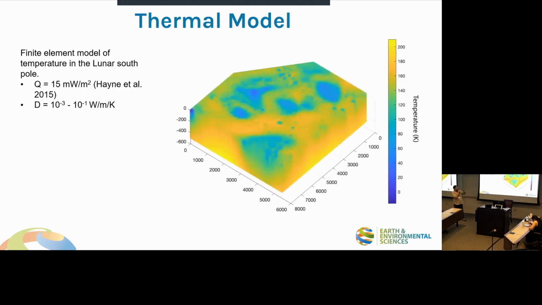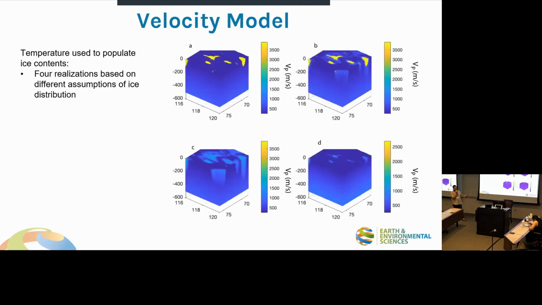We then take real data from the moon. So here is a thermal model of the south pole of the moon, to look at what the temperature structure would very likely be, where you have these cold zones in the permanently shaded craters and halos of dark regions and warmer regions in between. We use that information to populate different envisionings of how ice content might sit in a region like that.